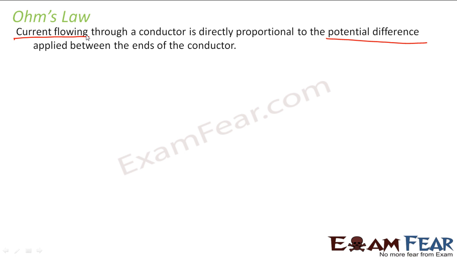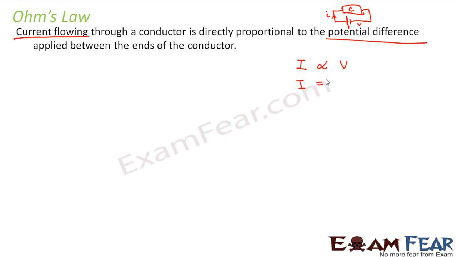Or we can write it mathematically. If I is the current flowing through the conductor, then I is directly proportional to V, where V is the potential difference applied between the ends of the conductor. Suppose this is a conductor connected to a battery. The current flowing through this conductor will be directly proportional to the potential difference. Suppose the potential difference across this conductor is V. Then the current flowing through it will be directly proportional to V.